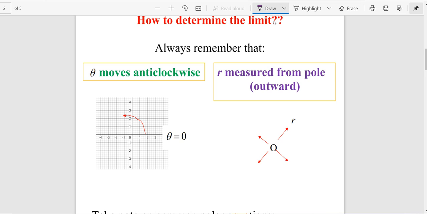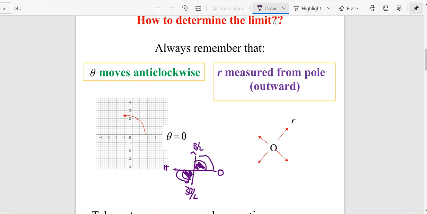First, the angle moves anti-clockwise. Let's say we have a shaded region like this, which starts at 0 and goes up to pi over 2, so the limit is 0 up to pi over 2. If in this part, the angle is pi up to 3 pi over 2. It's not 3 pi over 2 up to pi, because it's anti-clockwise. So the limit here is from pi to 3 pi over 2.